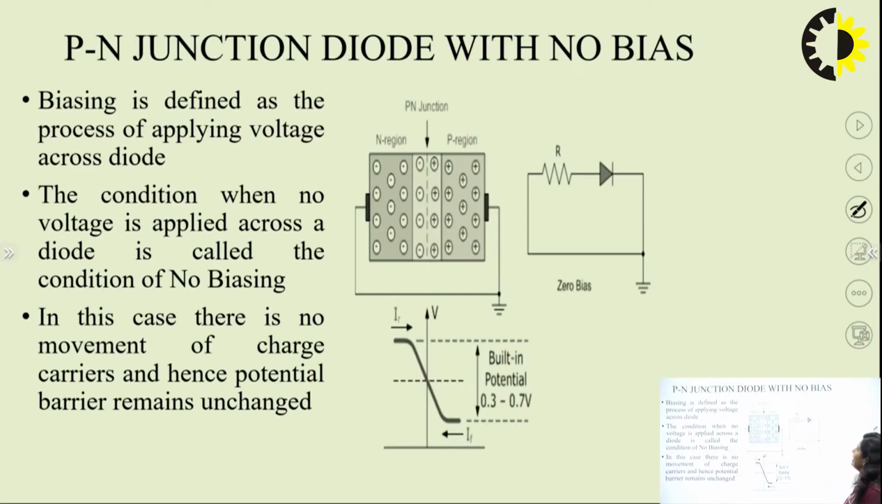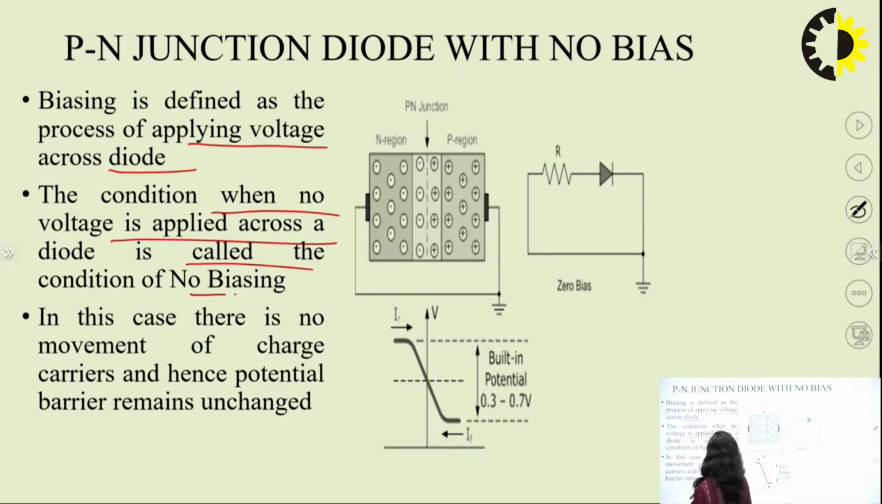So next we have the PN junction diode with no bias, when we are not providing any bias. This is the condition I am talking about. When you provide bias, forward biasing or reverse biasing will occur. Biasing is defined as the process of applying voltage across the diode. When you apply any voltage across a PN diode, we call that biasing. The condition when no voltage is applied across the diode is called the no biasing condition.